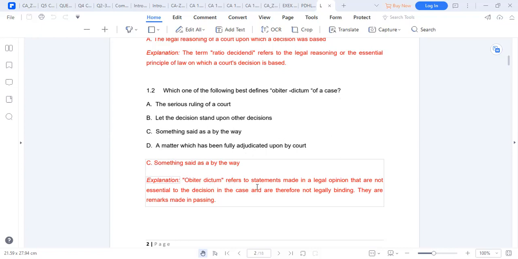So obiter dictum refers to statements made in a legal opinion that are not essential to the decision in court, and therefore are not legally binding. They are just remarks made in passing. You get it?